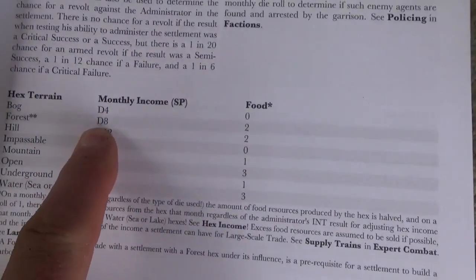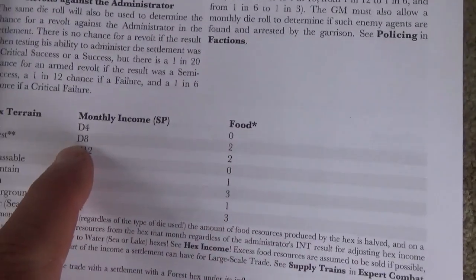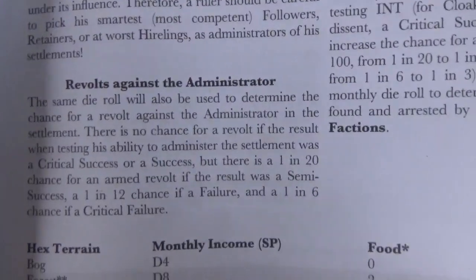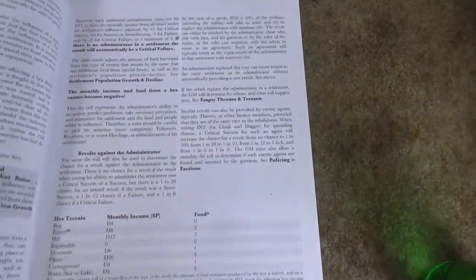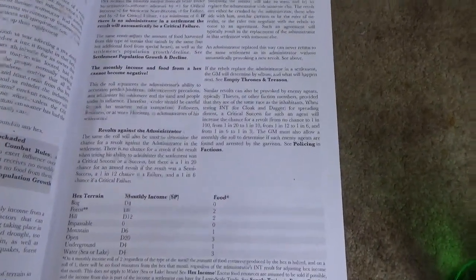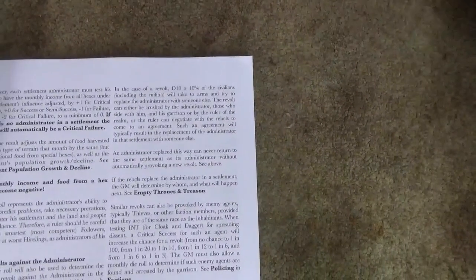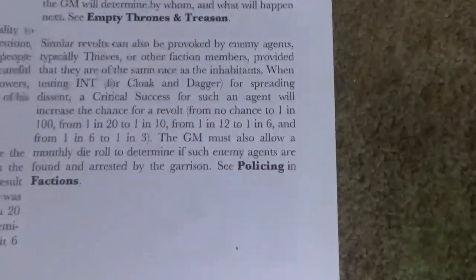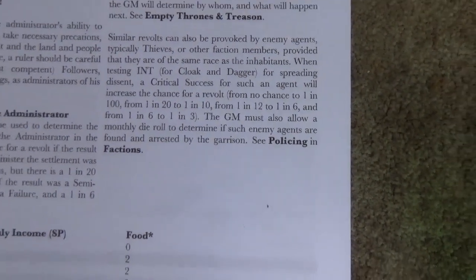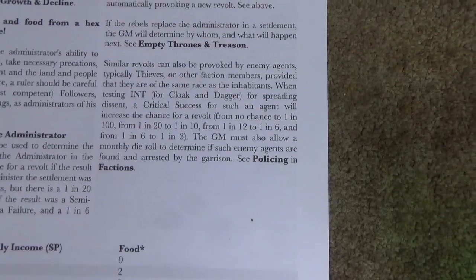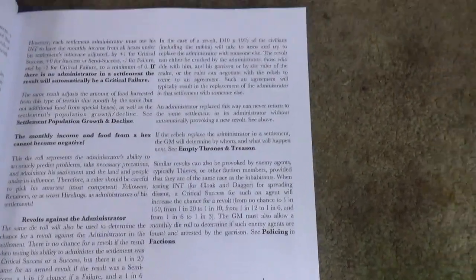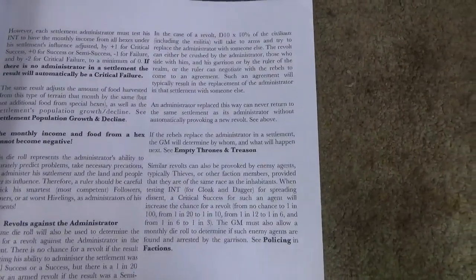So if I roll a 2 here for income, I only get 1 food that month, and only 2 silver pieces. And of course you can have revolts against the administrator. If you do a terrible job, they might actually decide to revolt against your administrator and try to overthrow him. And of course you can hire a thief to enter an enemy settlement using cloak and dagger to spread dissent and increase the chance for revolt in your enemy's settlement. Thieves become incredibly useful in this expert rule set because of such things.